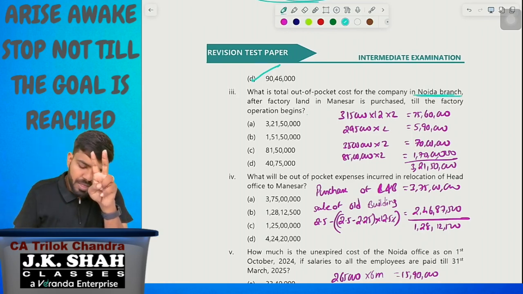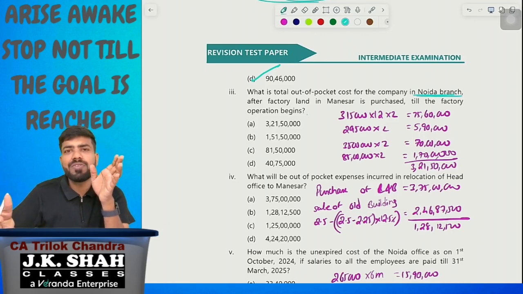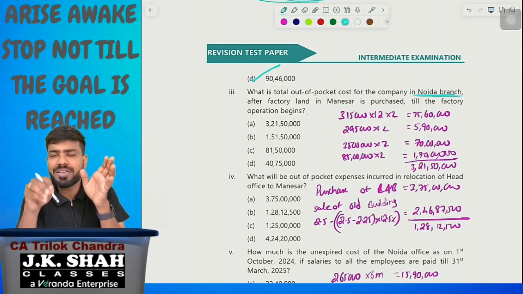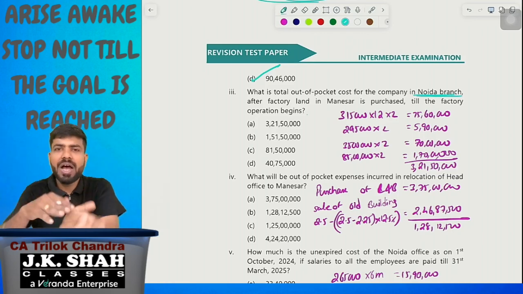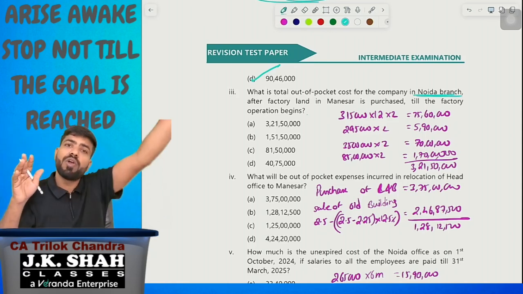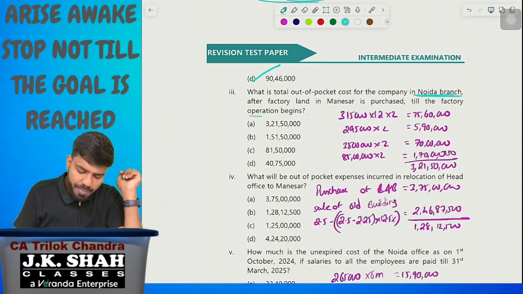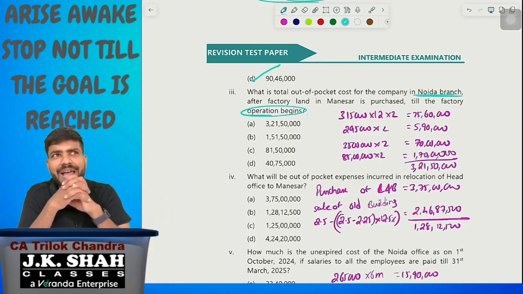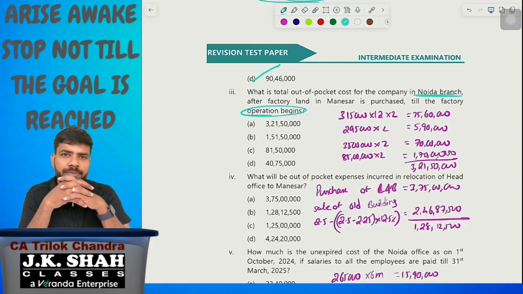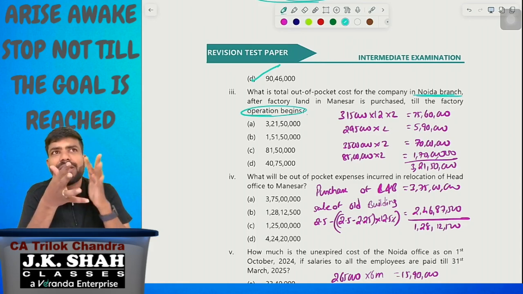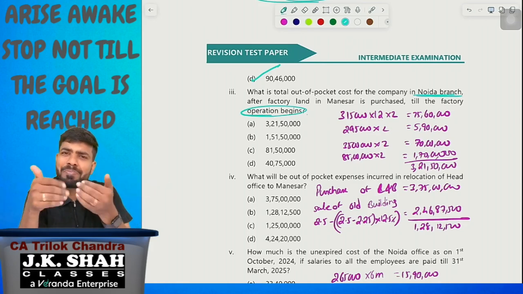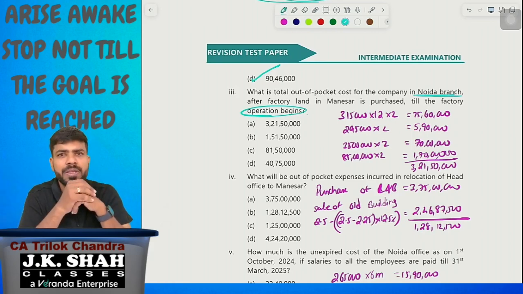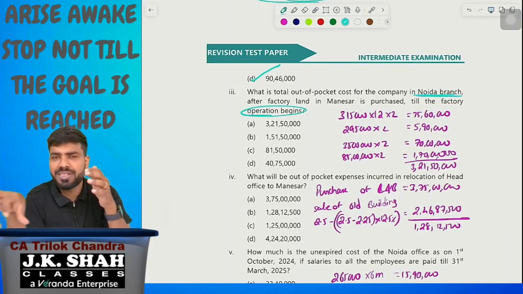Why? Because the land is purchased on 1st April 2024. After that they are asking what is the cost in the Noida office till the factory operations begin. Now the point here is slightly confusing. What is the confusion, sir? He is planning to relocate the Noida office to Manesar, then how can the expense be incurred in Noida? See, please understand, that is a plan to shift the office, but it has not yet shifted.